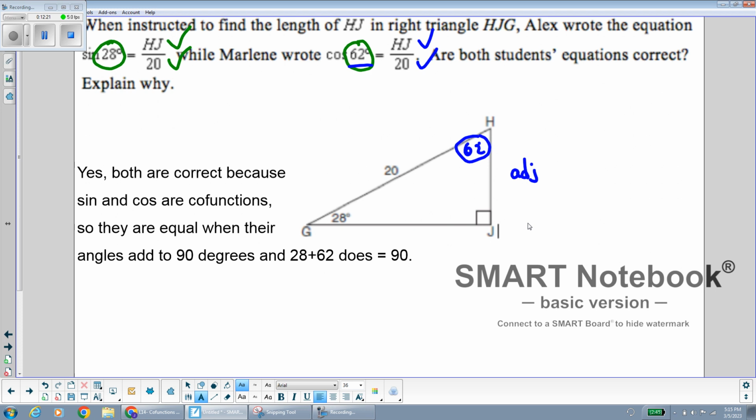Your explanation could also mention how both of the trig ratios are correctly set up. This would be from the 28-degree angle opposite over hypotenuse, and from the 62-degree angle, this would be adjacent over hypotenuse. But I think it's easier and goes along with the topic of this video to use the cofunction explanation.